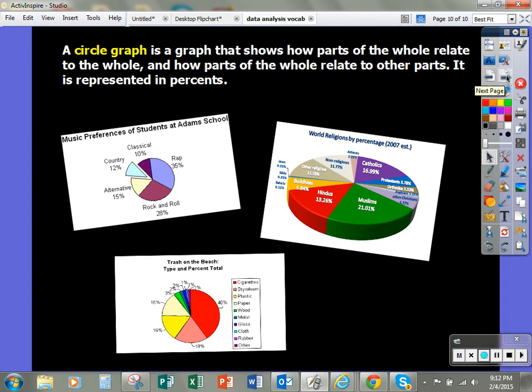The last type of graph that we're going to look at in this first half is a circle graph. Again, I know that you are familiar with circle graphs. They represent parts of the whole or to each other, and they are represented in percents.